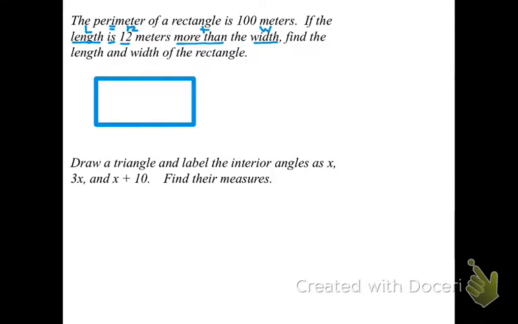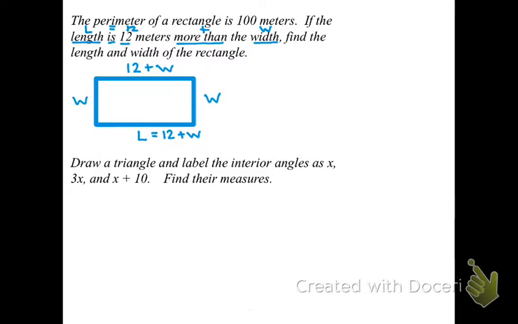Now, in my picture, let's label this side L and this side W. Based on what we just dissected, we know that L is 12 more than my width. So in place of L, let's write 12 plus W. That means the side on the top is also 12 plus W, and the side on the left is just plain old W.